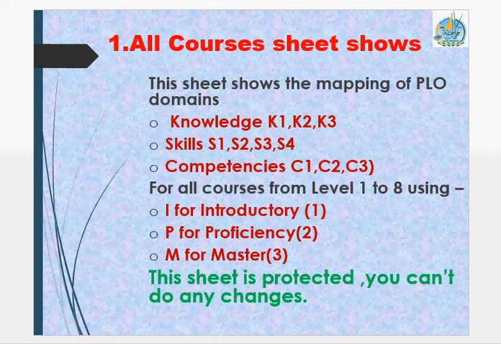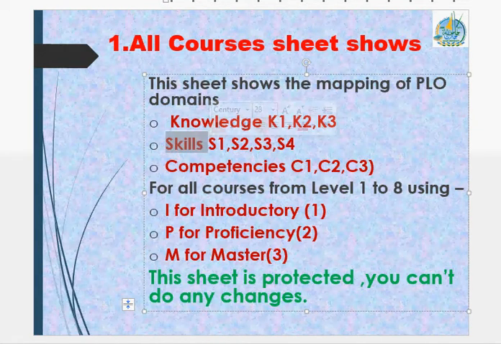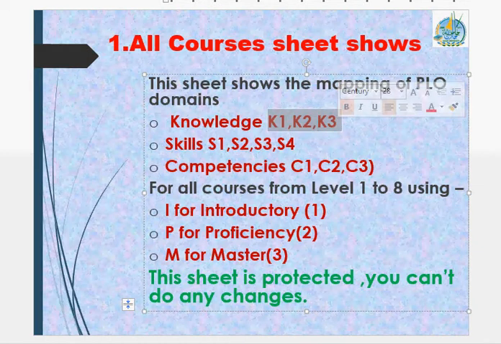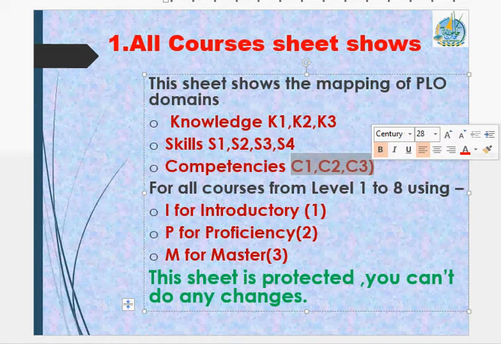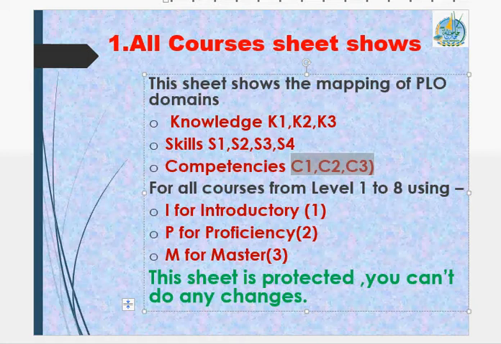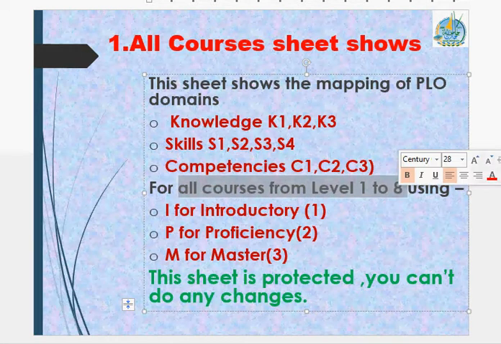The first sheet, all courses sheet, what does this show? It shows the mapping of the PLO domains. We have 3 domains: knowledge, skills and competencies. So here our PLOs are mapped like K1, K2, K3 with knowledge, S1, S2, S3, S4 with skill, C1, C2, C3 with competencies. So we know that we have some program learning outcomes under each domain. So what does this sheet do? It shows us the mapping of all these PLOs for all courses from level 1 to level 8.